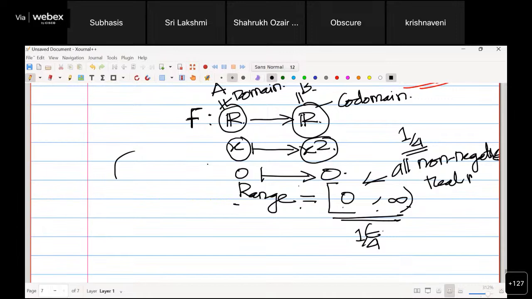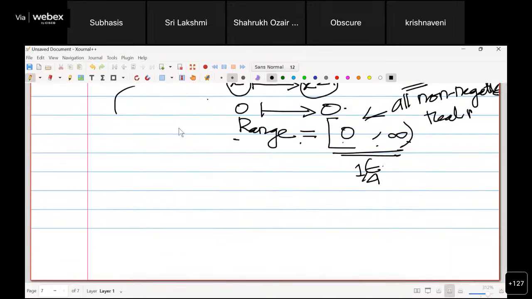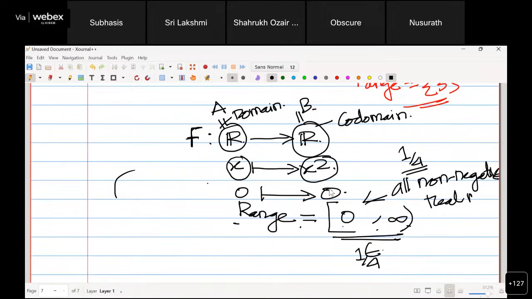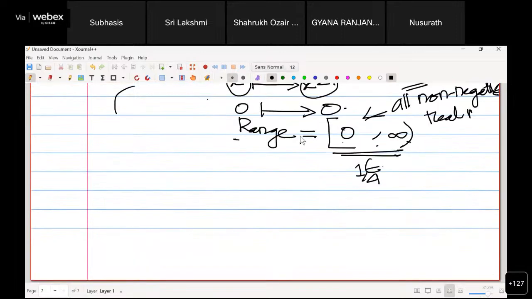So what is the codomain in this? Same, 0 to infinity, isn't it? No, this is the range. The codomain is R. Ah, okay.